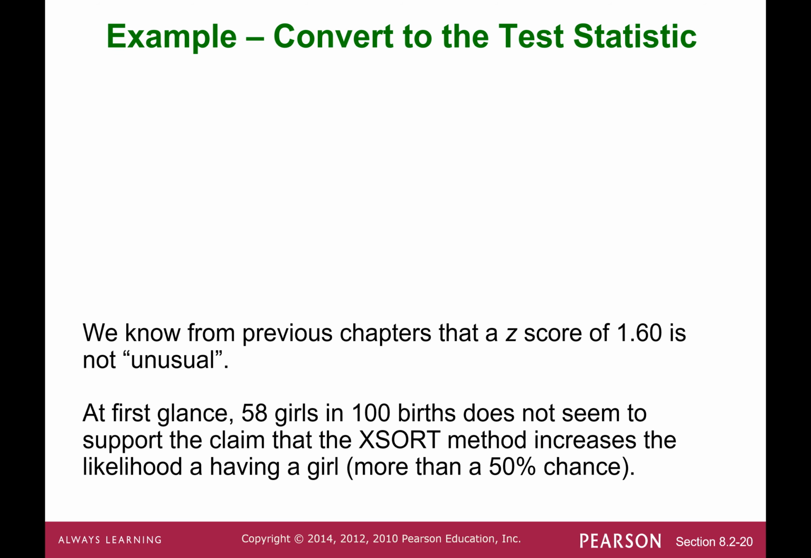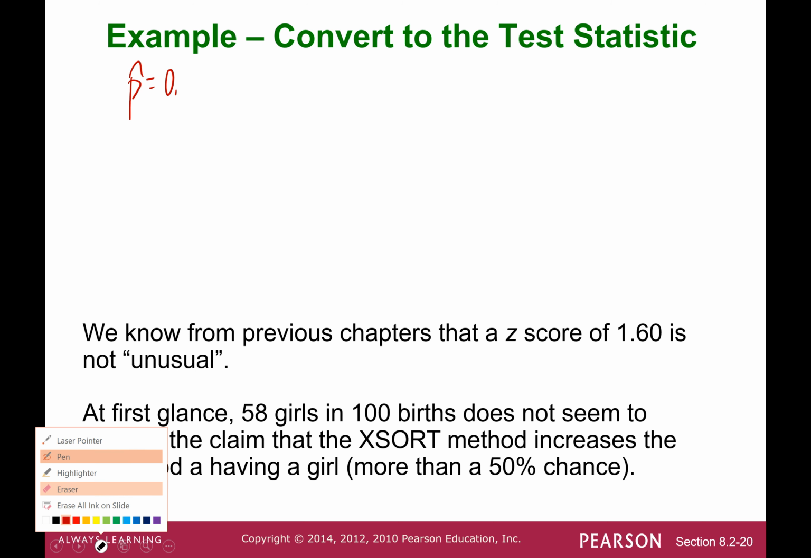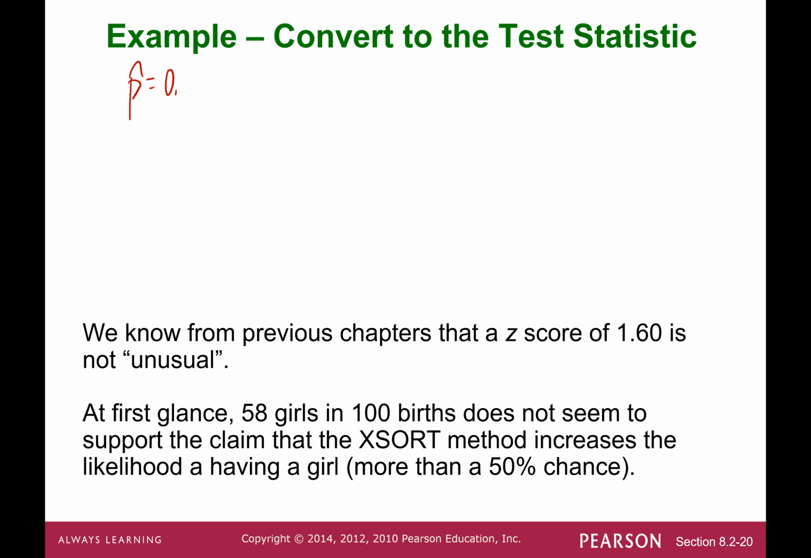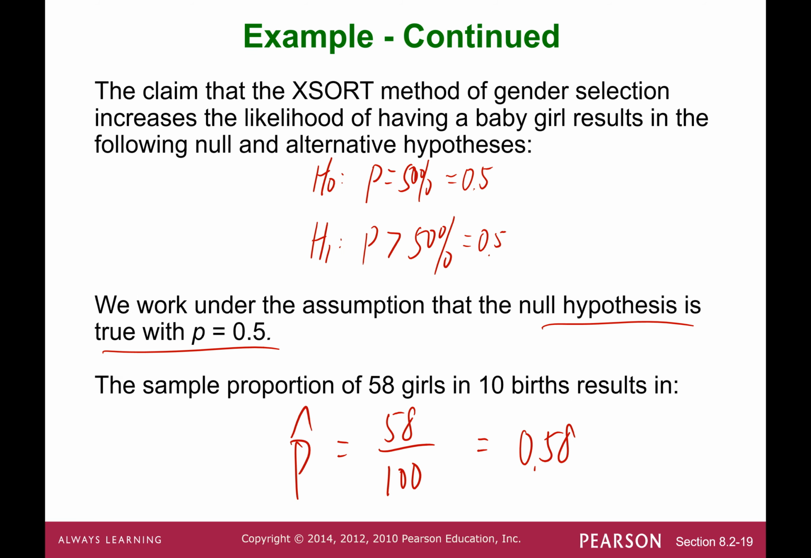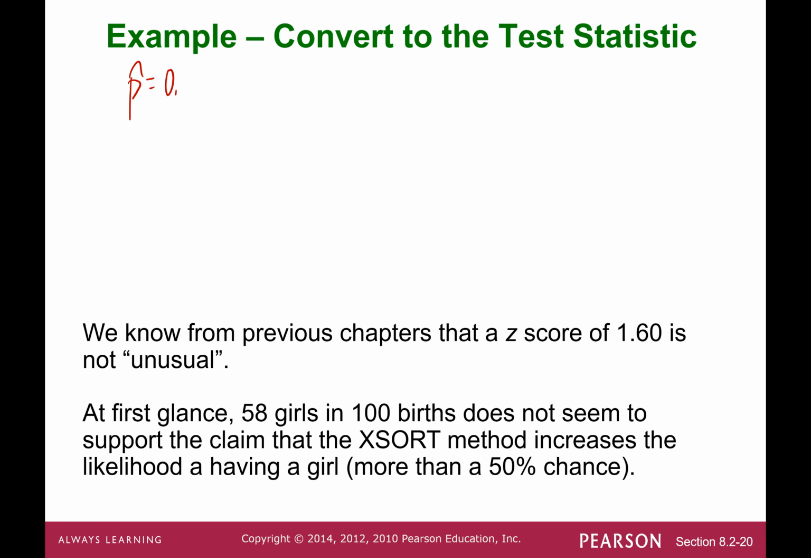Now, since we know p hat is 0.58, the population proportion p is equal to 0.5. That's why it's always stated in the hypothesis in terms of the population parameter. p is 0.5, and we know q is 1 minus p, which is also 0.5, and we know the sample size is 100.